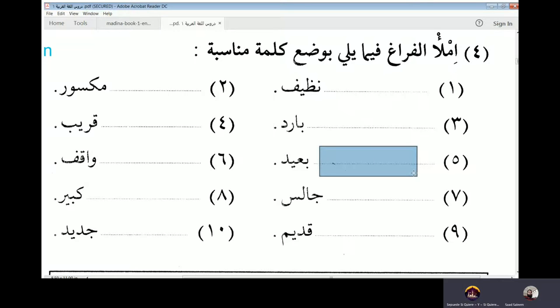Al-ma'u ba'idun. Ba'id means far. Far, okay. Al-masjidu ba'idun. The masjid is far. Waqifun, standing. Al-mudarrisu waqifun. The teacher is standing.